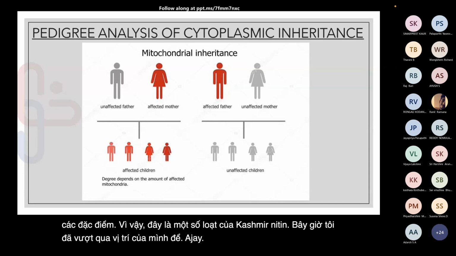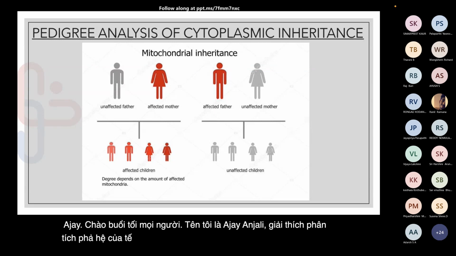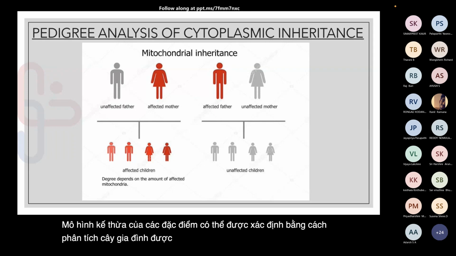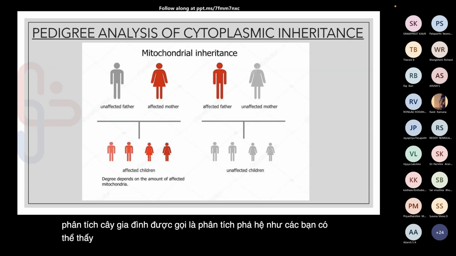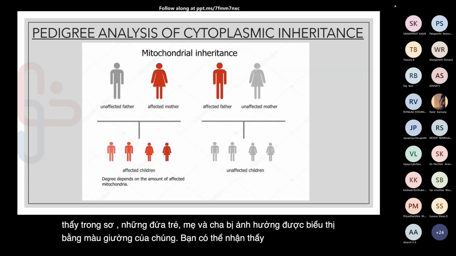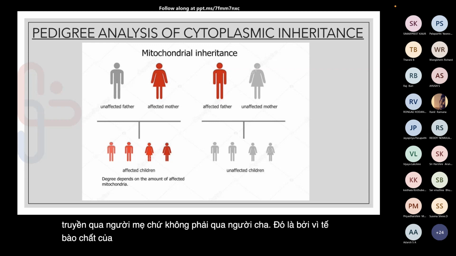Good evening, everybody. My name is Ajay, and I'm going to explain the pedigree analysis of cytoplasmic inheritance. What is pedigree analysis? The inheritance pattern of traits, which can be determined by the analysis of family trees, is known as pedigree analysis. As you can see in the diagram, the affected children, mother and father, are denoted in red color. You can notice the genes are passed through the mother and not through the father. It's because the cytoplasm of the zygote is provided by the ovum and not by the sperm.